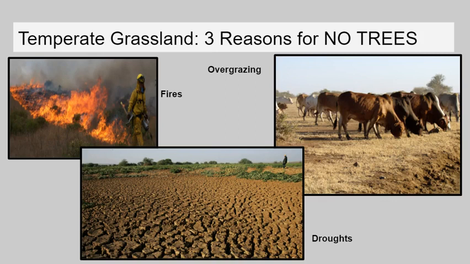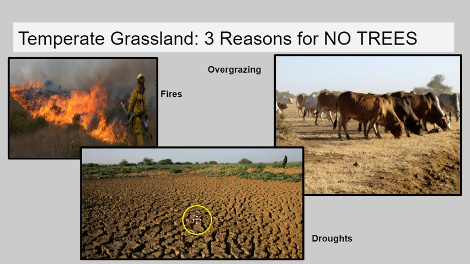Now I'm going to be talking about three facts that you really need to know. These three facts are the reason why there are no trees in our temperate grassland. So the first is going to be fires. Fires in the grasslands typically start from lightning that strikes the ground, and this lightning actually causes fires to start. When the fire starts, it spreads pretty quickly because there is a lack of rain, which causes the grasses to be dry, and thus the fire will spread quickly over a large portion of the grassland.